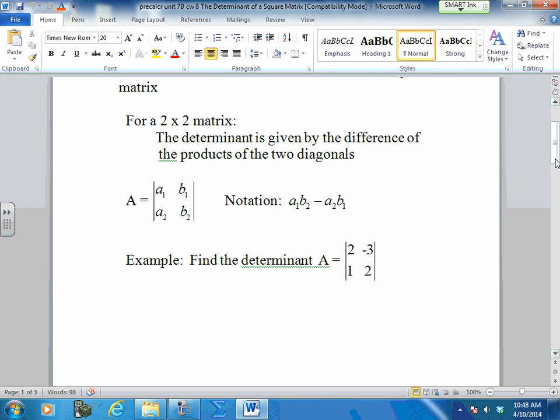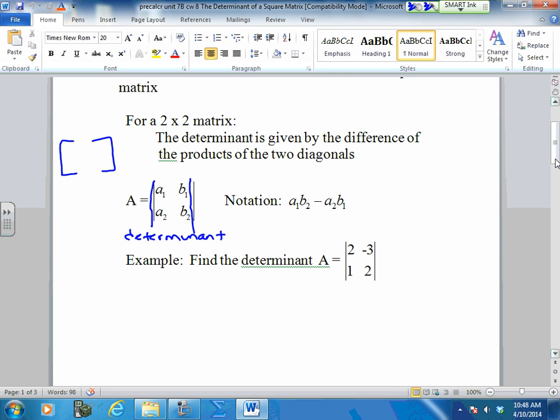Now, I want you to notice one thing. See these bars right here? They go straight down. This denotes determinant. Our matrix bar goes like this, like a bracket. The straight bars is for a determinant. It tells you it wants the determinant of this.